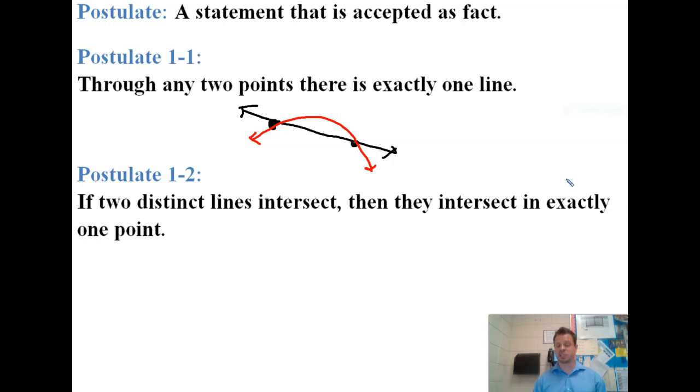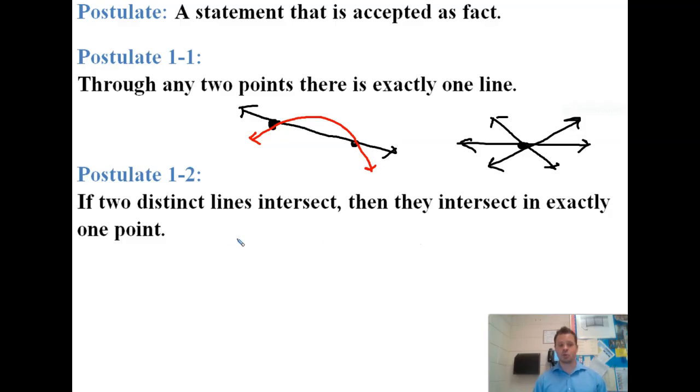So 2 points distinguish a line. Now that's why we do need 2 points to name a line instead of one. If I just have a single point, I can make multiple straight lines through it. But if I have 2 points, there's only one straight line possible. So that's an example of a postulate, kind of a common sense statement.